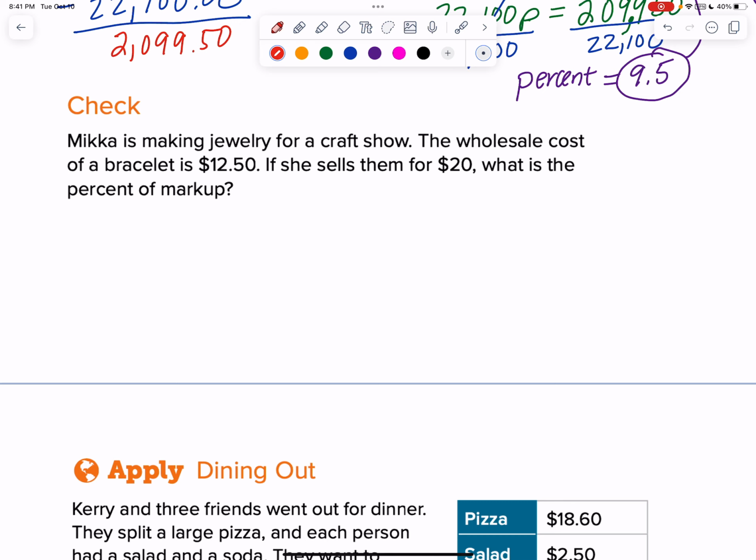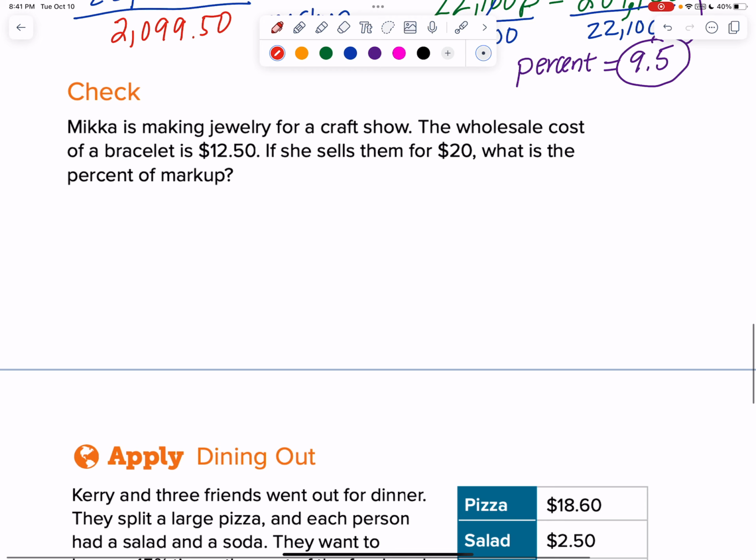Okay, so the wholesale cost, that's one big thing I'm noticing. The store sells them for 20 bucks. So it's this jewelry. What's the percent markup? I don't know the percent, so let's go ahead and set this up. I do know the wholesale cost, which is $12.50. The wholesale goes there every time. I do know that it's out of 100. I don't know the percent. That's what they're asking: what is the percent?